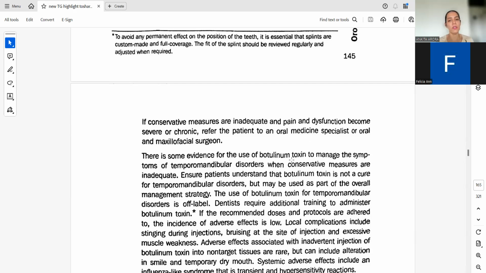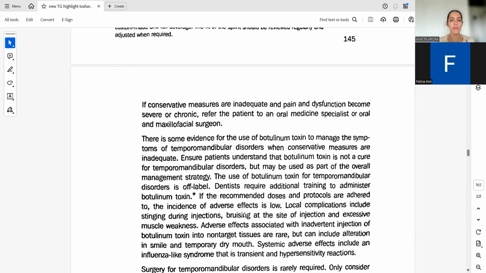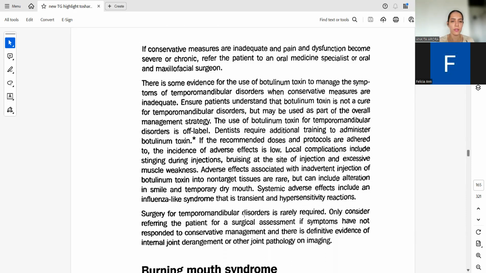There is some evidence of using botulinum toxin to manage the symptoms of TMDs when conservative measures are inadequate, but this would be done by the specialist. Ensure patients understand that botulinum toxin is not a cure for the disorders, but may be used as part of an overall management strategy. The use of botulinum toxin for temporomandibular disorders is off-label. If recommended doses and protocols are adhered to, the incidence of adverse effects is low.